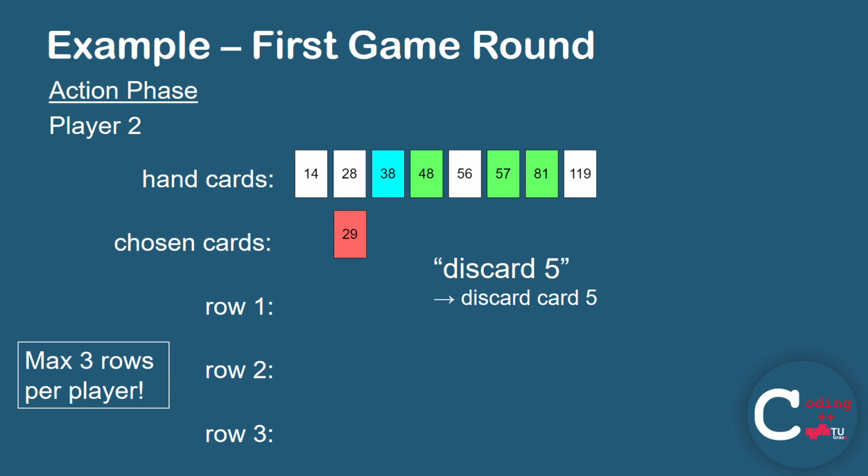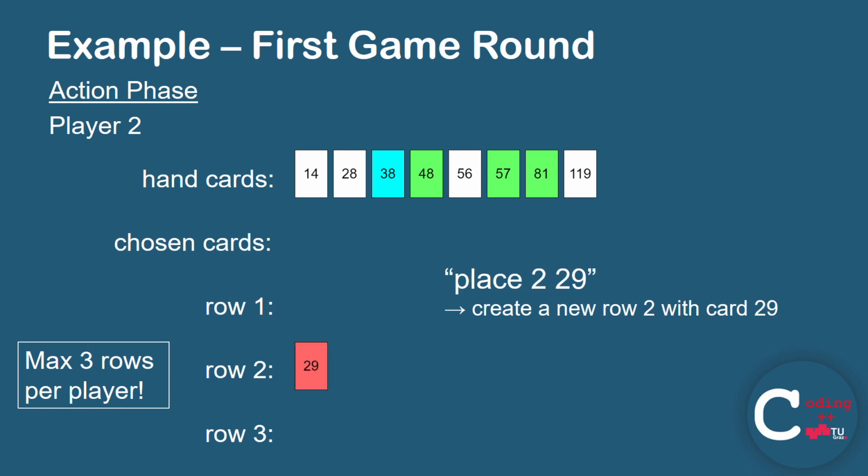The player also has the possibility to discard a card earlier if they do not want to place it. A discard command just removes a card from the chosen cards, and the card will not be needed any further in the game. Player 2 still has another chosen card, so we still need to do something with that one. Here we say we want to place this in row 2, so it's a place 2 29, and card number 29 is placed in row 2.